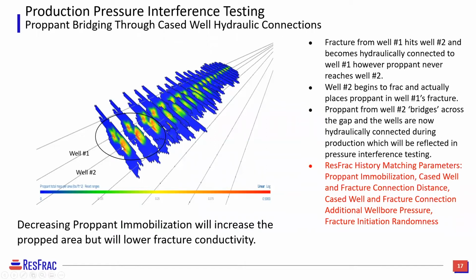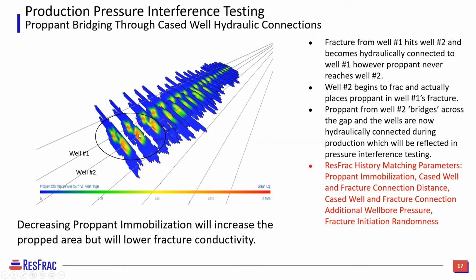So when well number 2 fracs, it's actually creating its own proppant cloud within the fracture created by well number 1. Eventually, this allows the proppant to bridge across and create a conductive pathway for the necessary pressure interference that we saw in the real world data. This allows us to tune how big this proppant cloud needs to be in order to get the conductivity that we need.